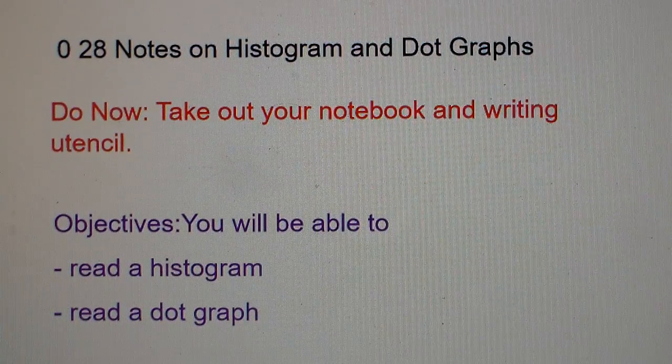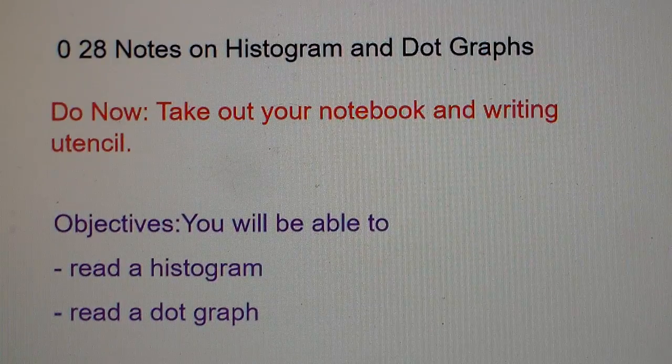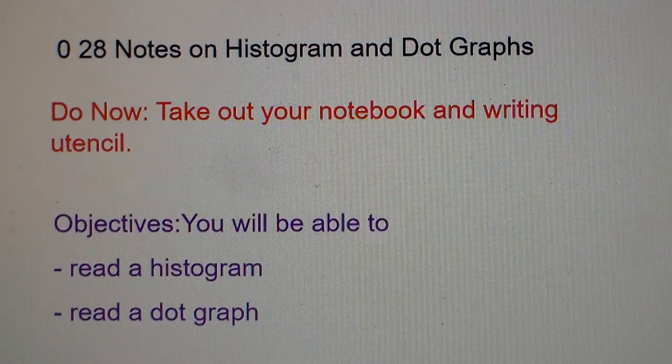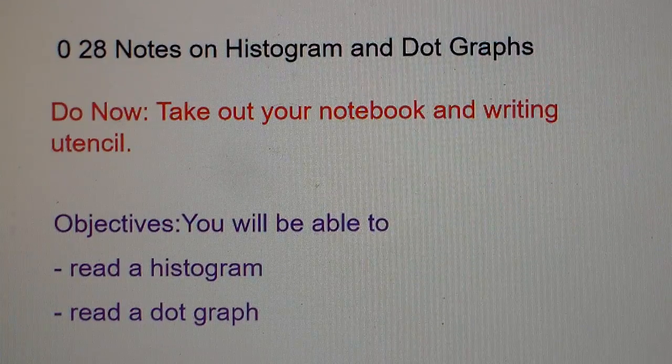Alright, this is 028 notes on histograms and dot graphs. Your objectives: you'll be able to read a histogram, and your objective also will be to read a dot graph.